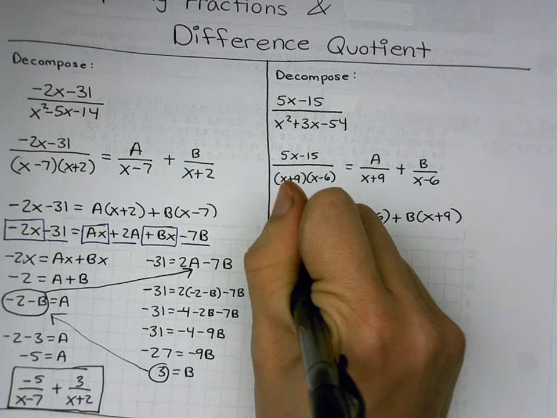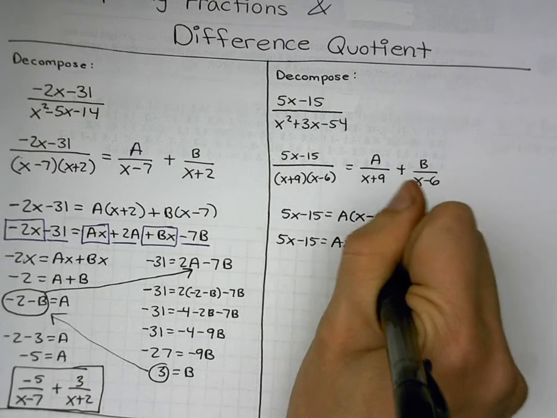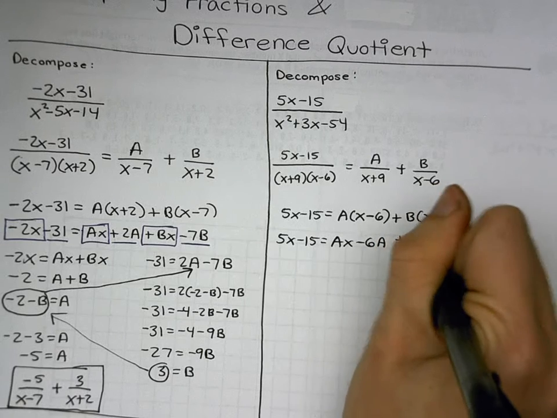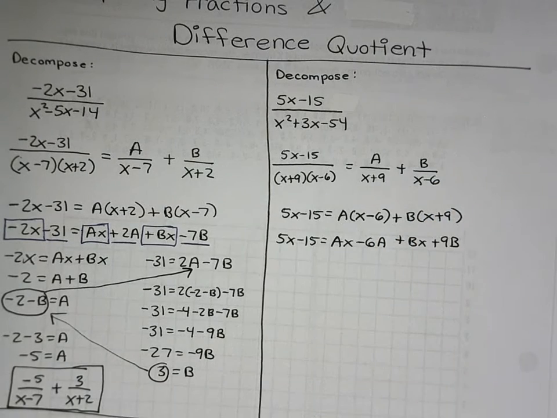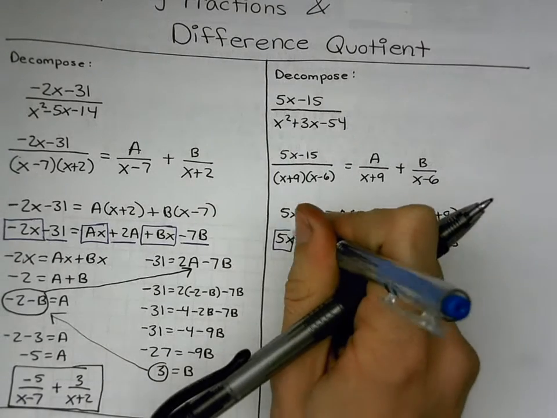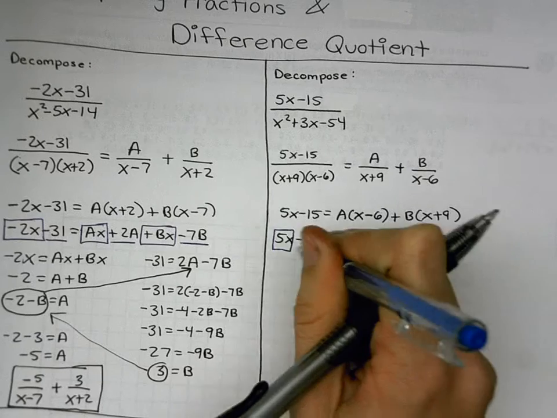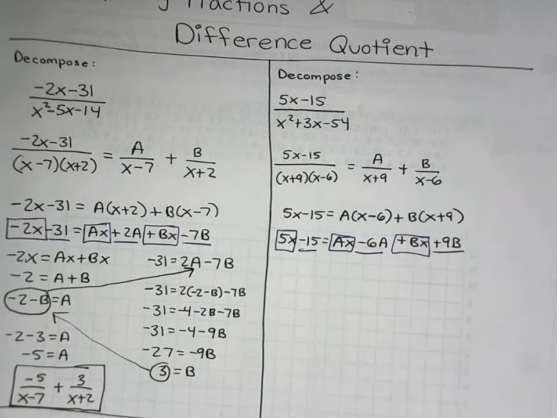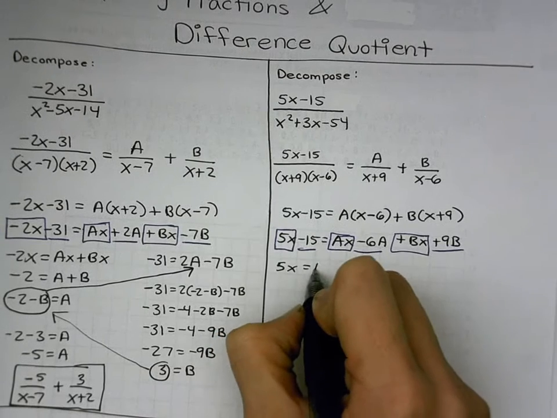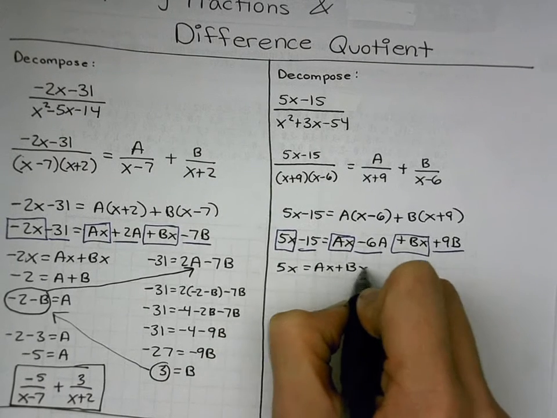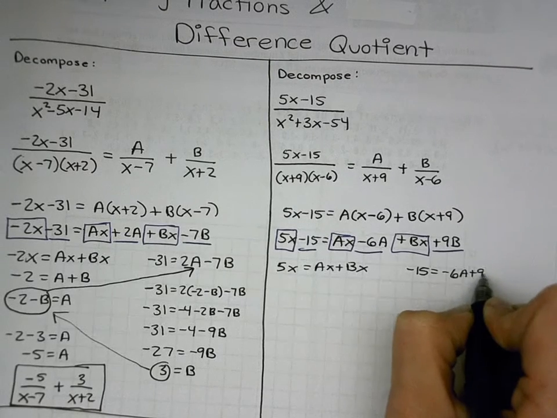Okay, distributing, we have 5x minus 15 equals ax minus 6a plus bx plus 9b, which will allow me to group. I've got all these x terms that are going to go together with my non-x terms going together. So this is 5x equals ax plus bx, and negative 15 with my negative 6a and 9b.